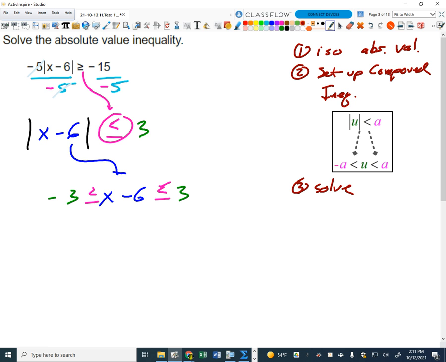And I don't have any variables outside, so I don't have to check my solutions or anything. And checking is optional. I can check to see if I did the math right to verify my solution, but there's never going to be extraneous solutions here because there's no variables outside of the absolute value. So to solve, all I have to do in this case is just add 6 to everything, right? I get my x in the middle. I get a 3 and a 9.